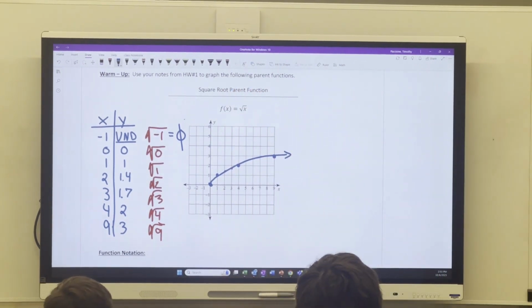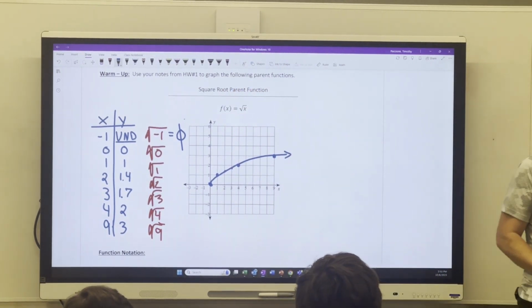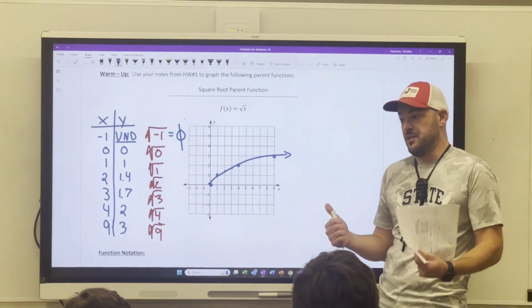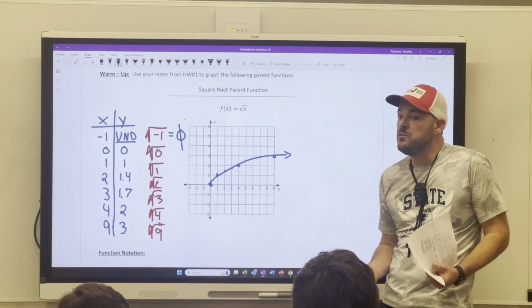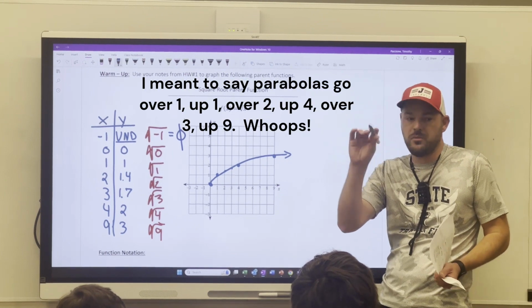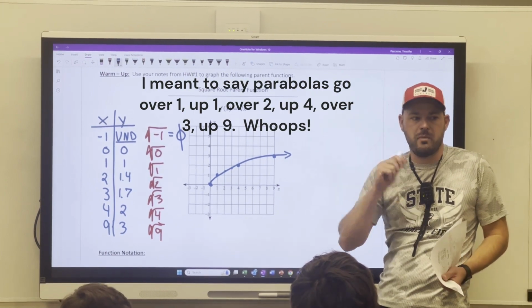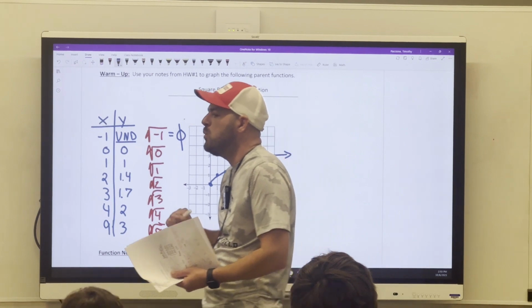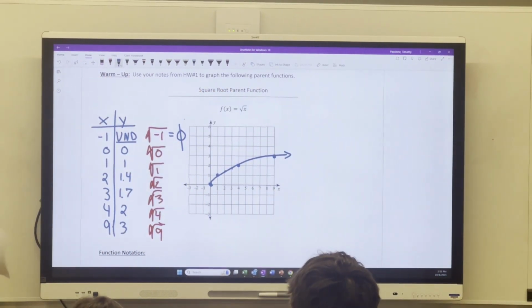Now, I promised you that you won't have to use an XY table. Remember yesterday with the parabola, we said no need for an XY anymore. It goes over 1 up 1, over 4 up 2, over 9 up 3. So we're going to look for a similar pattern here, okay? Now, we want good points for our pattern.